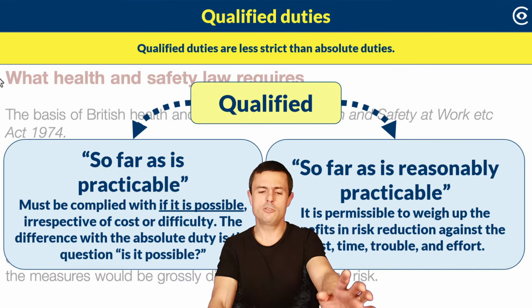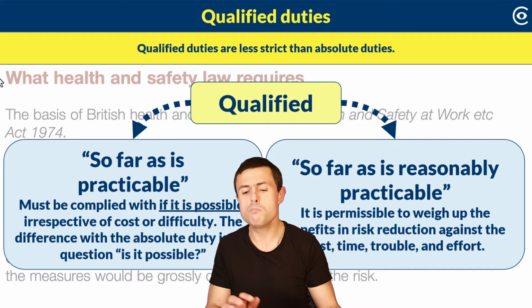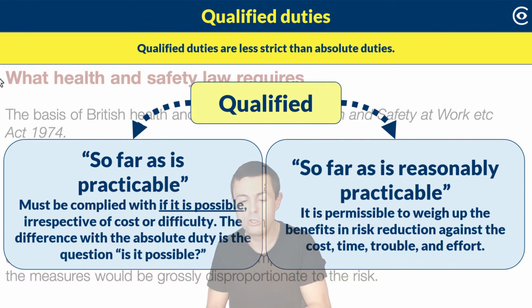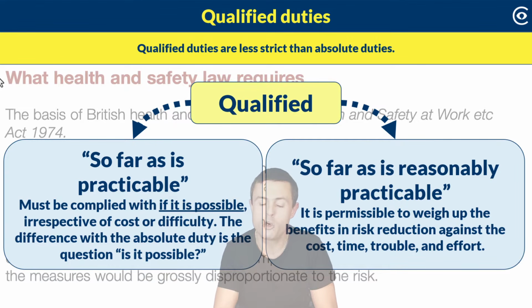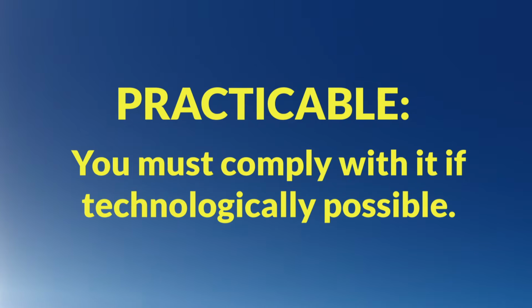So we've got these two duties, absolute duties and qualified duties. Now, the most common qualified duties use one of these two phrases. The most common one is "so far as is reasonably practicable". There is another one which is "so far as is practicable". You may encounter that. The only difference is that it doesn't have the word reasonably in it. Now, what's the difference? I'm going to explain in a moment what reasonably practicable means. But "so far as is practicable" means you must comply with it if it is technologically possible, given the current state of technology, the current state of knowledge, not your knowledge, not the world's knowledge. Is it possible to achieve this?